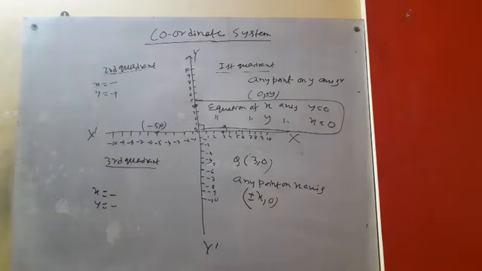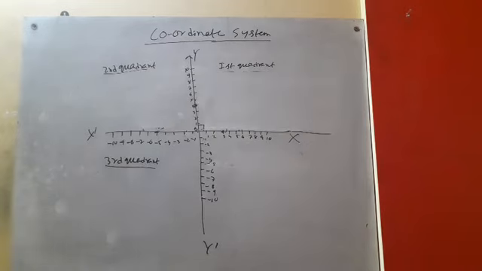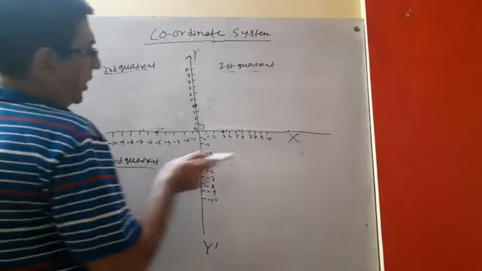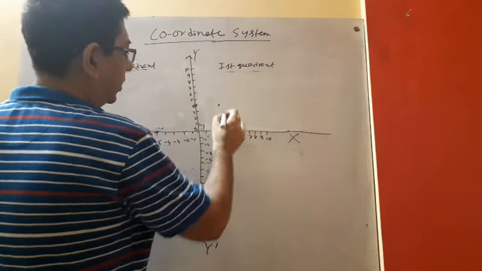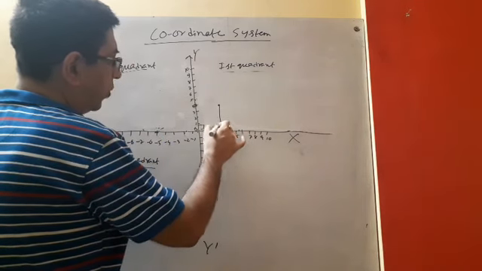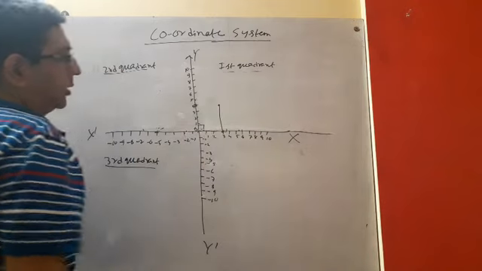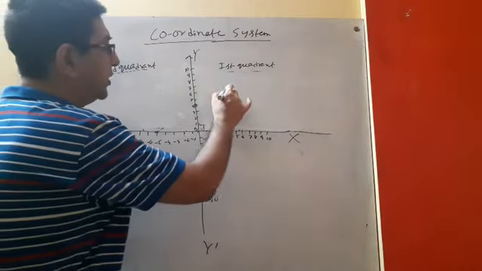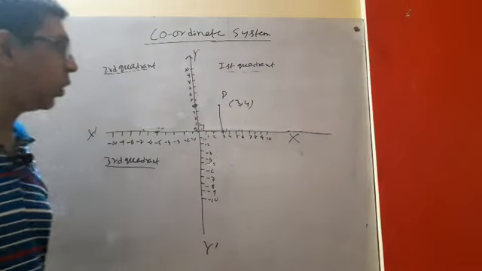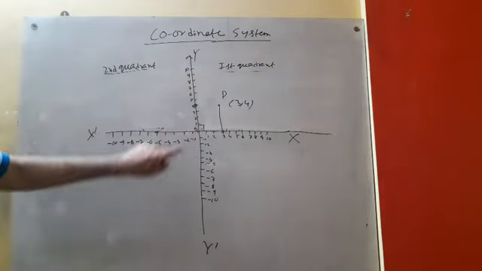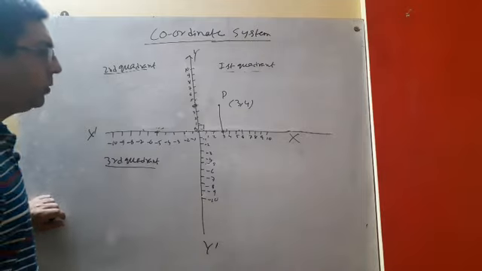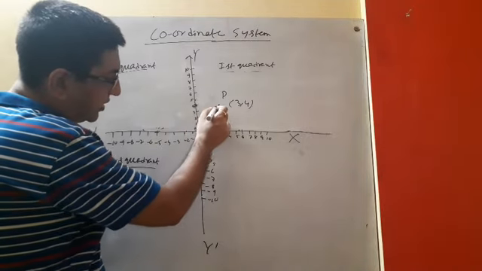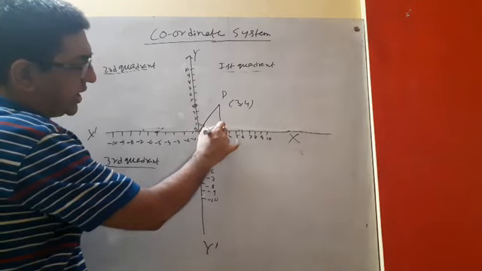Now we will move on to different points on the coordinate system. Suppose a point is given in the first quadrant, say this point is 3, 4. This is 3, this is 4. What is the distance of the point P from origin? Origin means where x-axis and y-axis intersect each other. Here we see that this distance is nothing but the hypotenuse, because this is 90 degree.